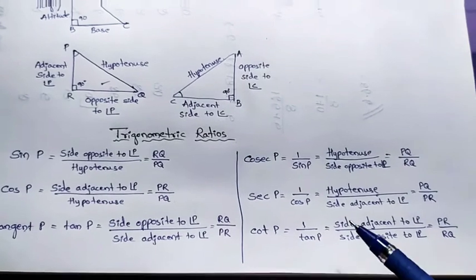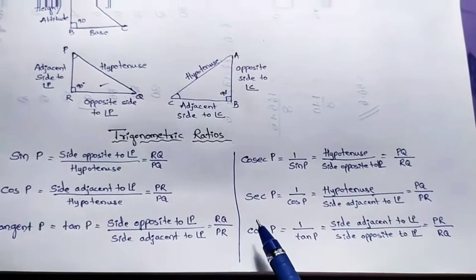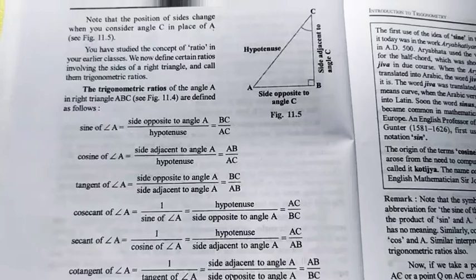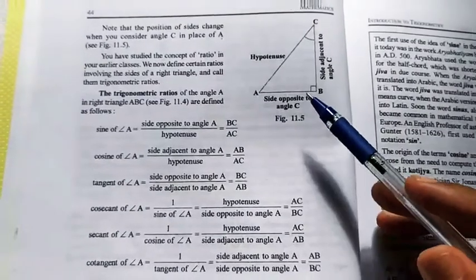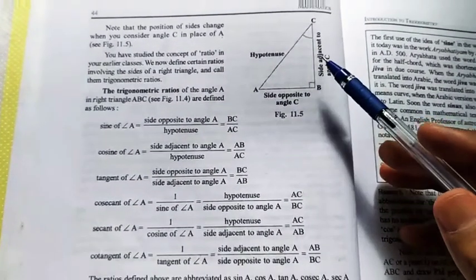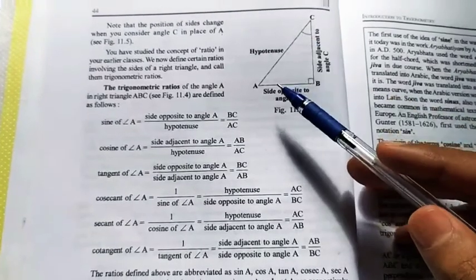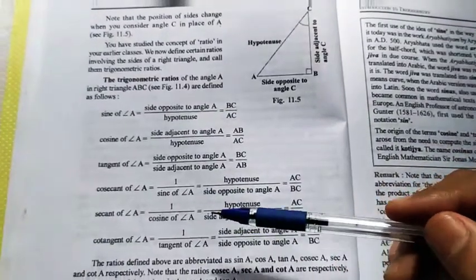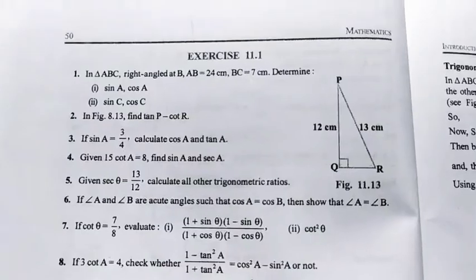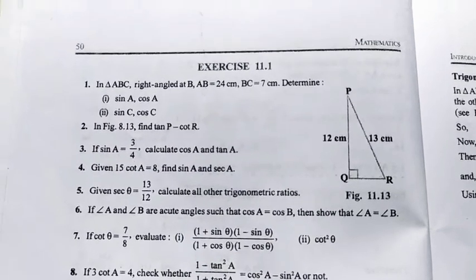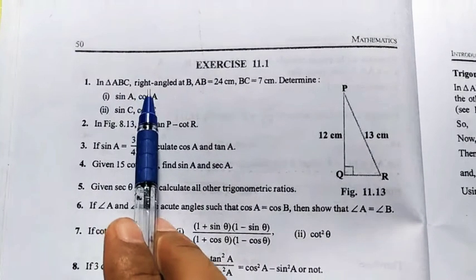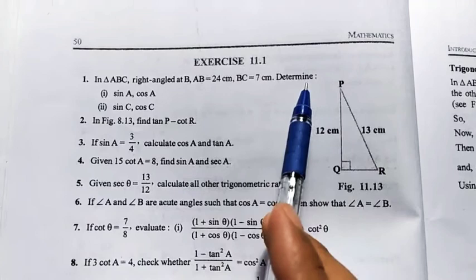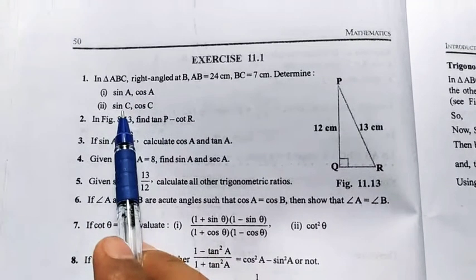So these are the 6 ratios in total that will help you solve the exercise. Once you go through your textbook also, they have given triangle ABCD with reference to C as well as A, and they mentioned all 6 trigonometric ratios. Now exercise 11.1, first one. In triangle ABC, right angled at B, AB is 24 centimeter, BC is 7 centimeter. Determine sin A, cos A, sin C, cos C.